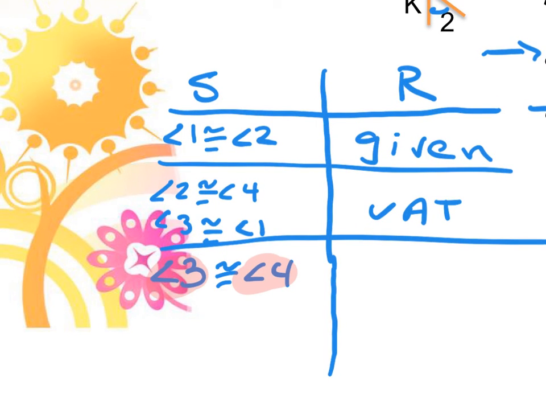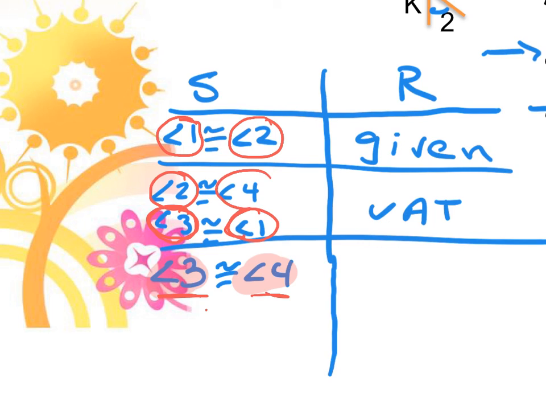If you're not seeing it, we are trying to make the connection between angle 3 and angle 4. So check it out. We already know that angle 3 is congruent to angle 1, and angle 1 is congruent to angle 2. So now 3 and 2 match up. 3 and 2 are exactly the same. But also 2 and 4 match up. So 3 to 1, 1 to 2, 2 to 4, then yes, this is the transitive property. That's exactly what that is to make that connection.